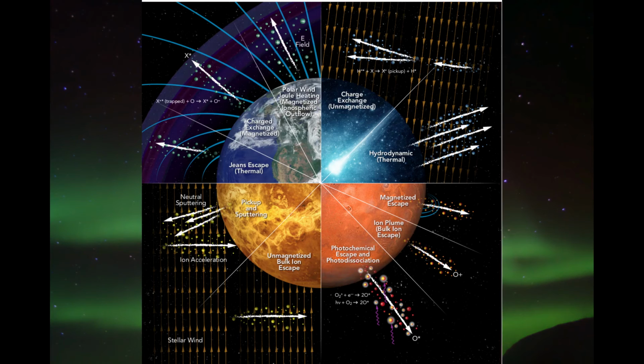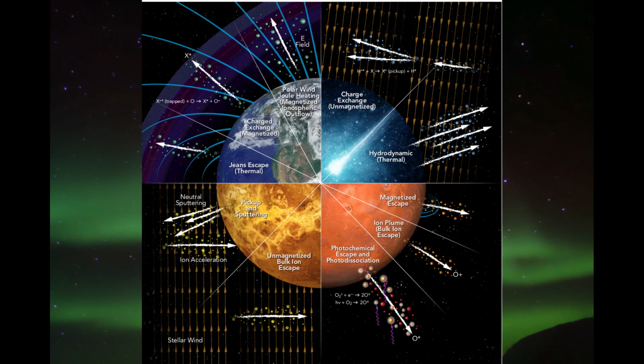Bottom left, you have the case of Venus, which has a lot of ion pickup and the sputtering bulk ion escape. Top right, you have the case of the comet, which has a lot of escape that could be considered as hydrodynamic, but that also happened for our planet in the beginning of the solar system. And we have some charge exchange in unmagnetized conditions that makes the comet lose a lot of molecules.